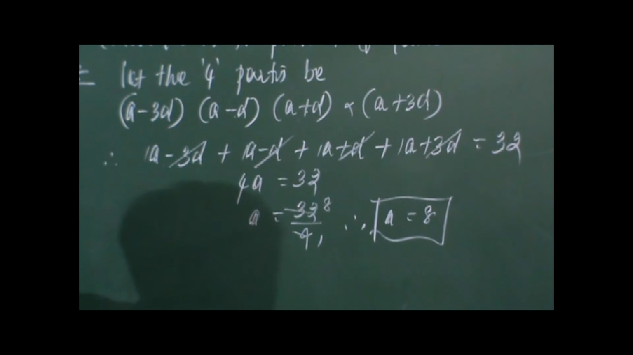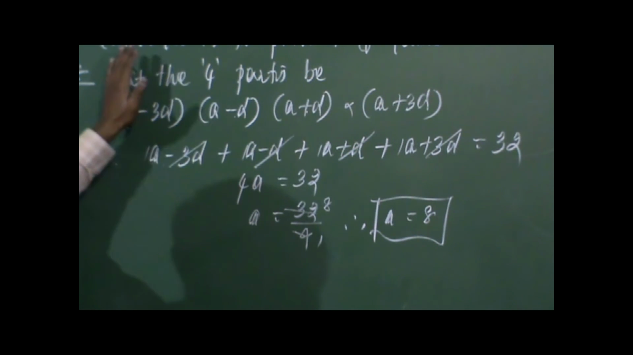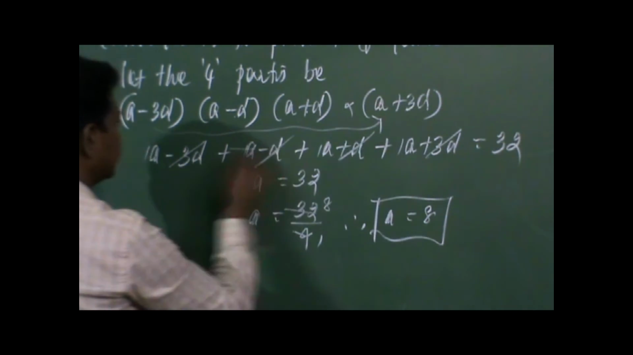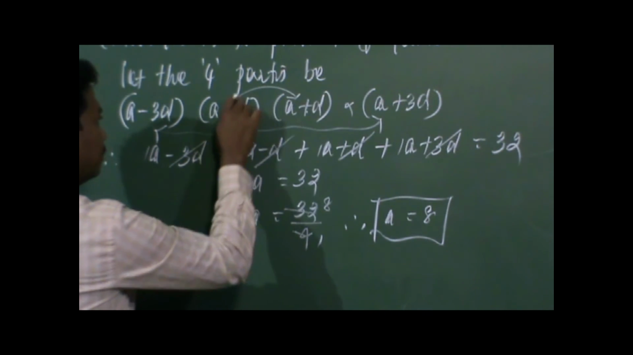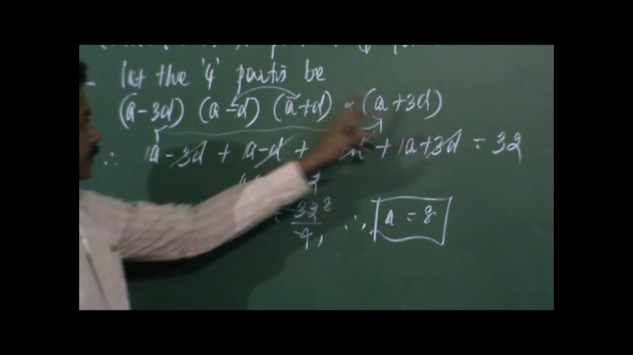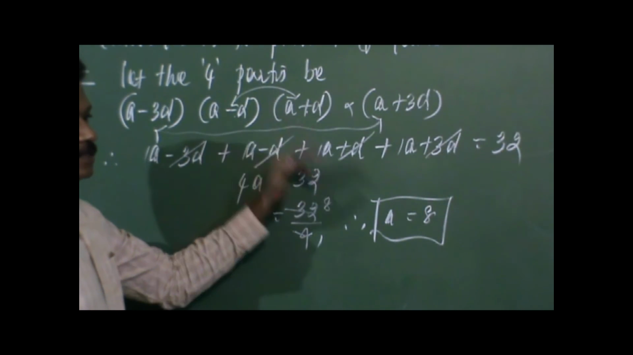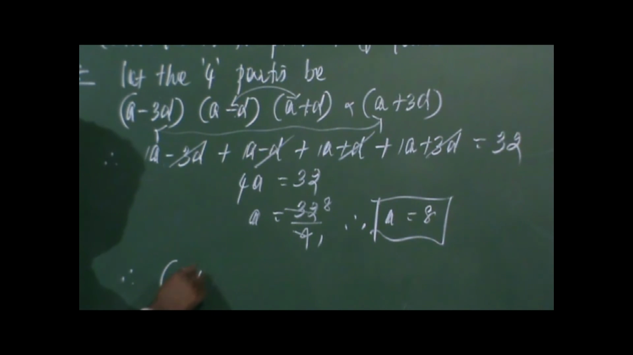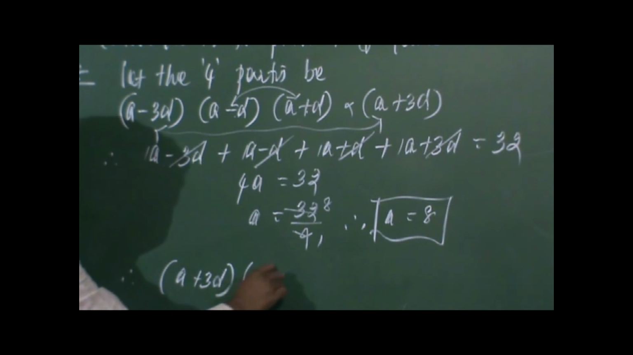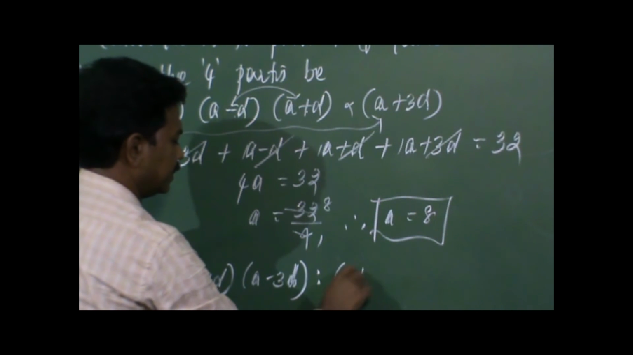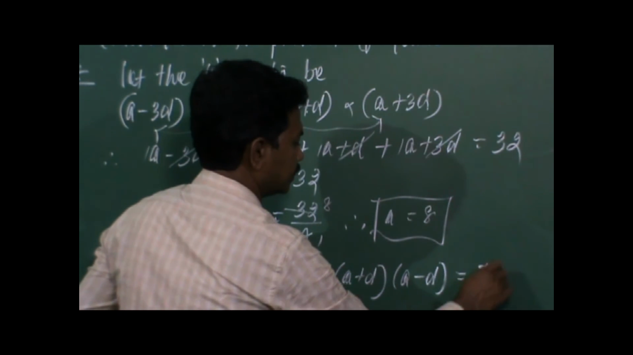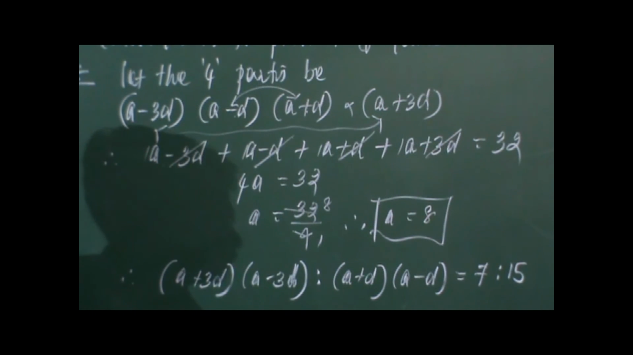So we have the value of A. Now we will go with the condition. The product of extremes to the product of means: here these two, this and this, are the extremes, and these two are the means. The ratio is 7:15. So this can be written as A plus 3D into A minus 3D is to A plus D into A minus D is equal to 7:15, according to the data of the problem. Right?